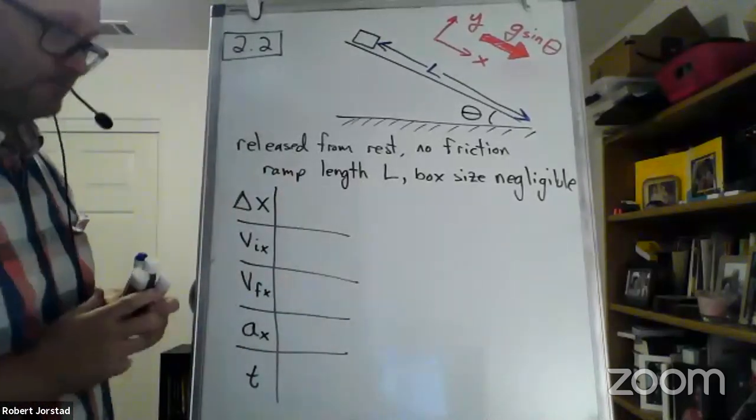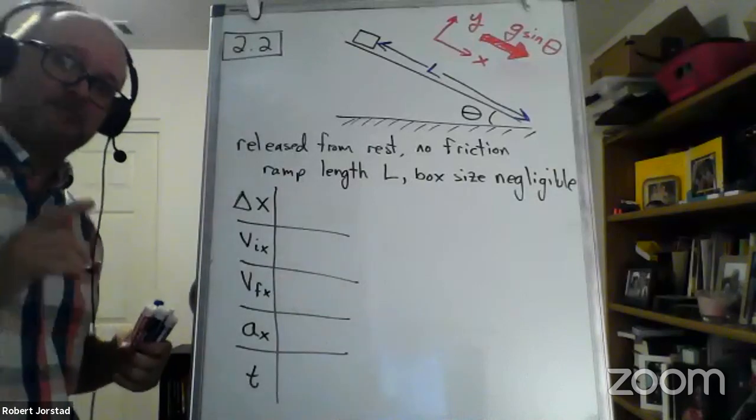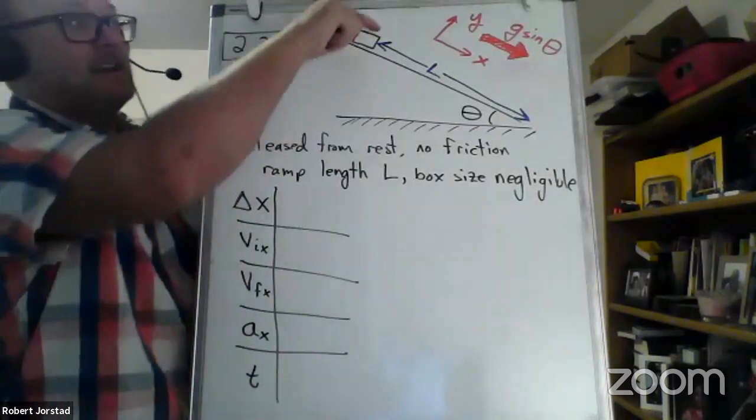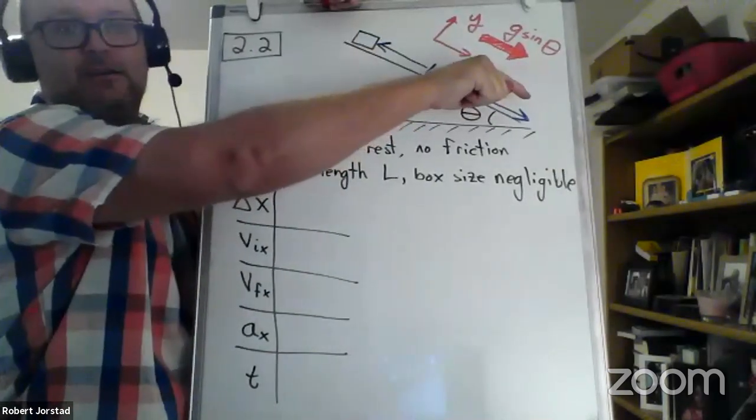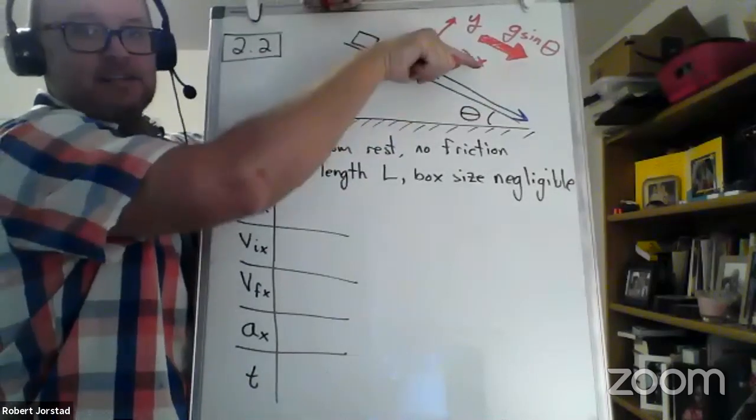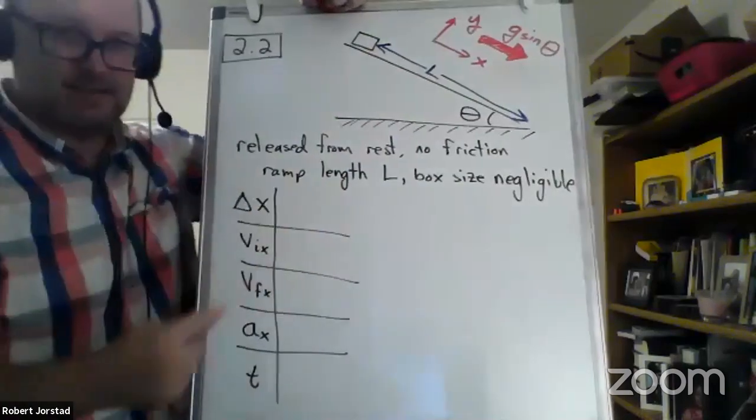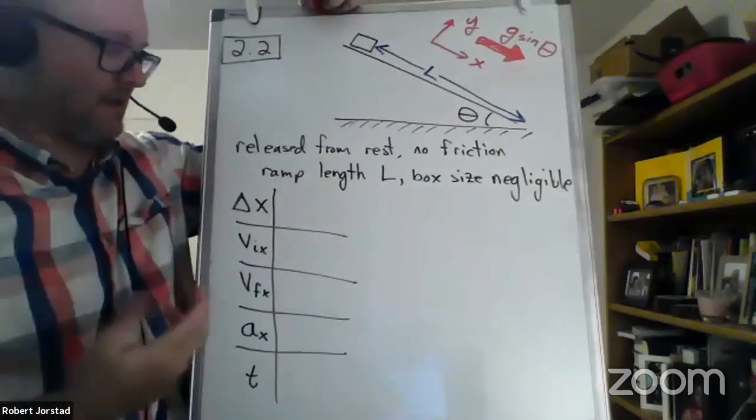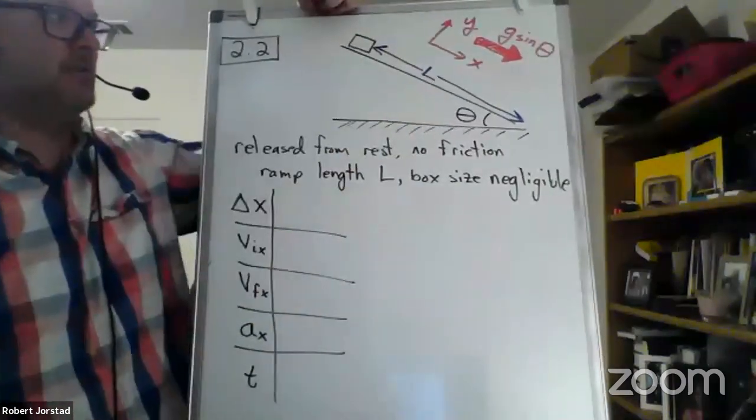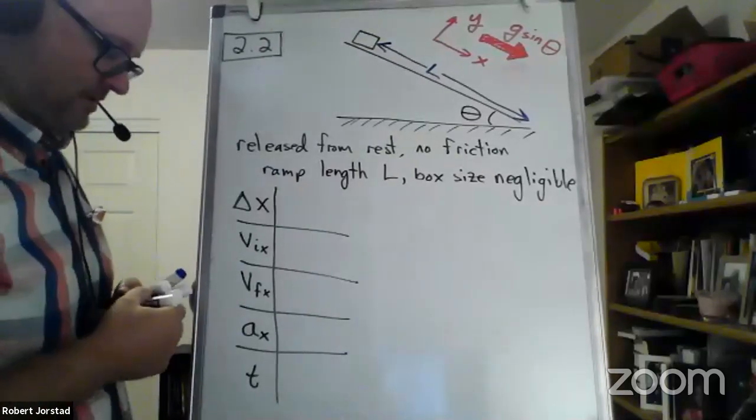Okay. In this case, be careful. I said this way is down. Or sorry, this way is positive. Look at that. My finger lines up with the arrow. So what is delta x? Is it L or is it negative L according to this picture? It's going to go down the ramp. It should be positive L.